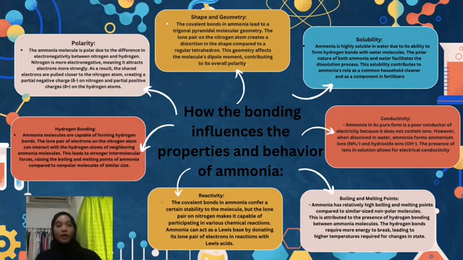Next is boiling and melting points. So ammonia has relatively high boiling and melting points compared to similar sized non-polar molecules. This is because of the presence of hydrogen bonding between ammonia molecules. The hydrogen bonds require more energy to break, which leads to higher temperatures required for changes in state.